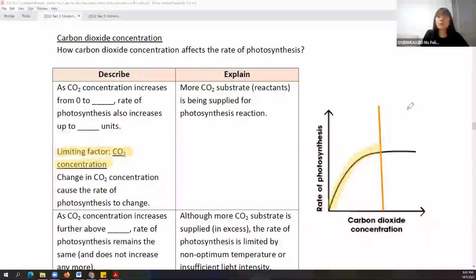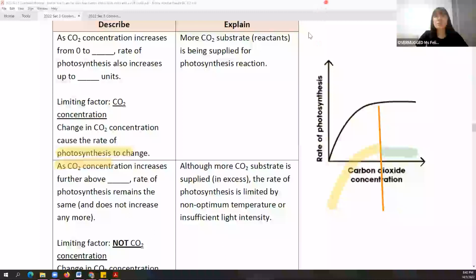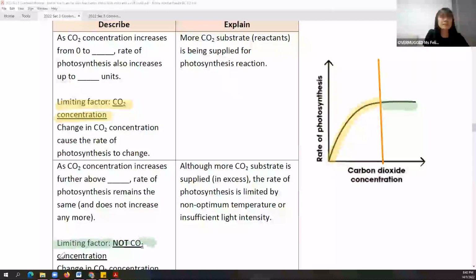Then for the second half, because you have a lot of carbon dioxide, carbon dioxide is no longer the limiting factor. So for the behind part, it will be other factors that are the limiting factor. That's why I wrote over here: the limiting factor is not carbon dioxide anymore. So what are the other factors affecting photosynthesis? It will be the one above, temperature, as well as the next one, light intensity.